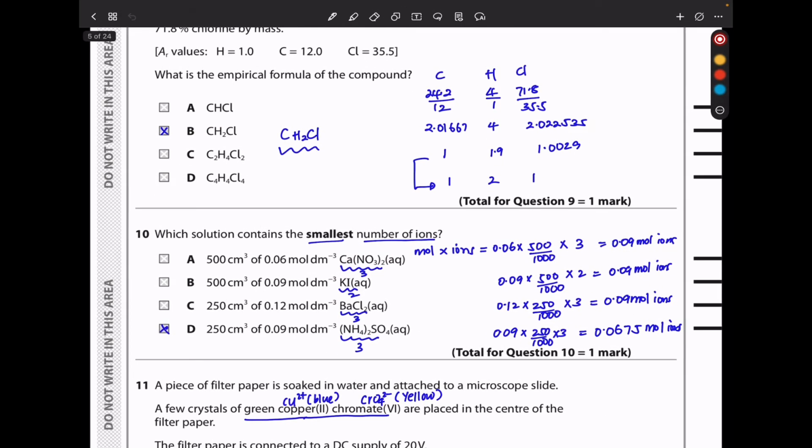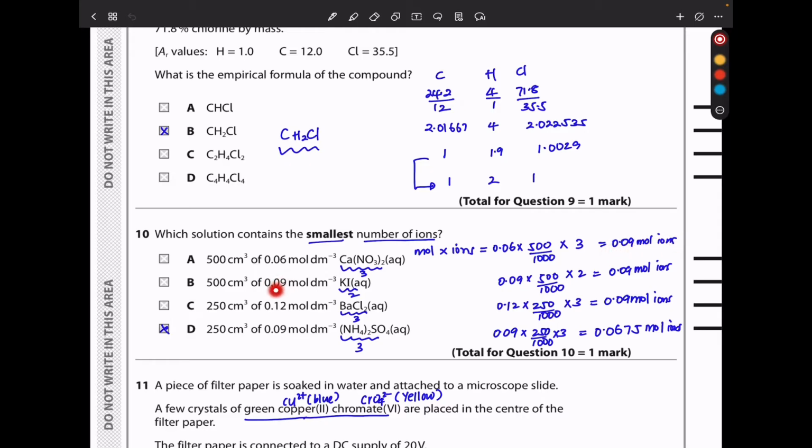In question 10, which solution contains the smallest number of ions? The moles of ions are going to be the concentration times the volume, and that gave me that, times the actual ions, which are 1 calcium and 2 nitrate, which is times 3. Of course, I did not multiply Avogadro's constant because it's going to be the same for all, so I just took the part that should have been multiplied by Avogadro's constant. So this is going to be 0.09 mole.